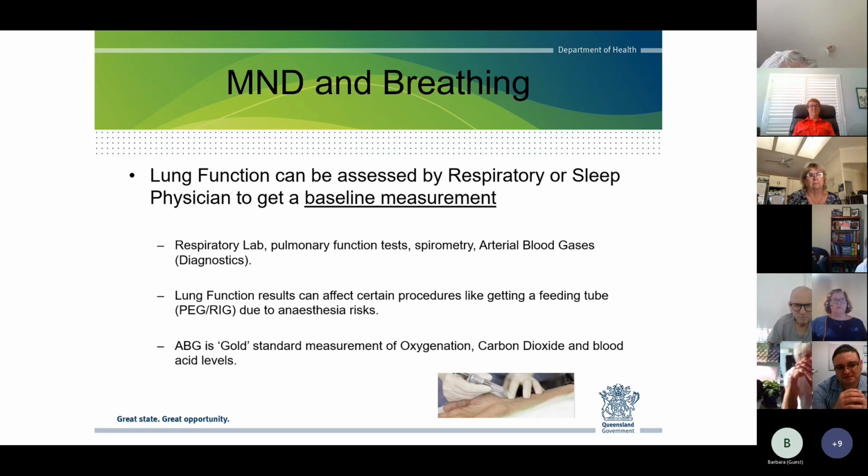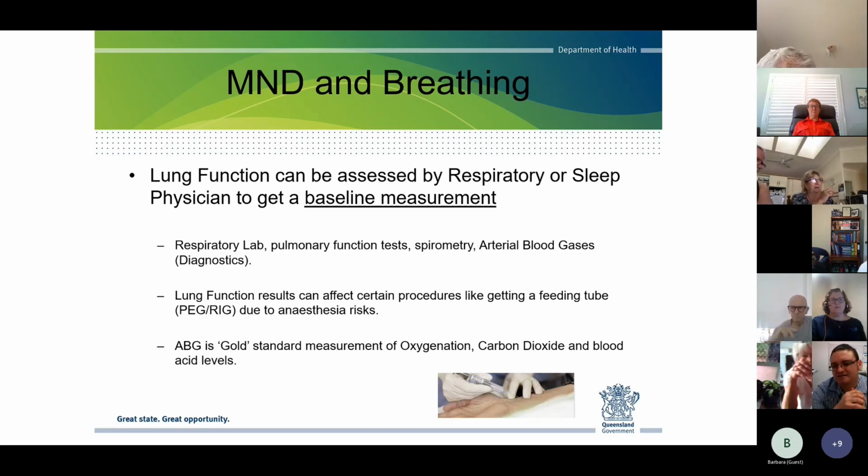The problem with these tests is that the sicker the MND patient gets, the more inaccurate they are, because unfortunately with all the muscle weakness, you just can't perform these tests that well. So it's good to get a baseline measurement at the start. They'll do pulmonary function tests, which is just a fancy word for lung function, basically. Spirometry, where you blow into a couple of tubes and balls roll up and down.